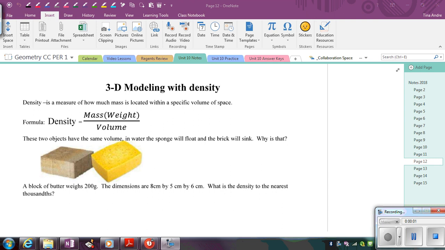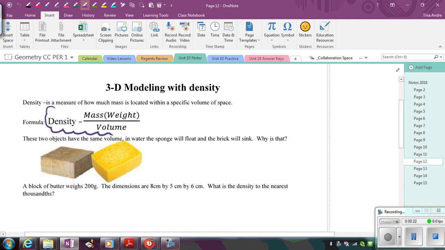In this lesson, we're going to start looking at some 3D problems that involve density. So the first thing you need to recall is what is density. Density is something that you've talked about in science class, and it's a measure of how much mass is located within a specific volume of space. So that means your formula is mass per volume is equal to the density. This is something that you've seen before. D equals m over v, so it's the weight or the mass per volume.